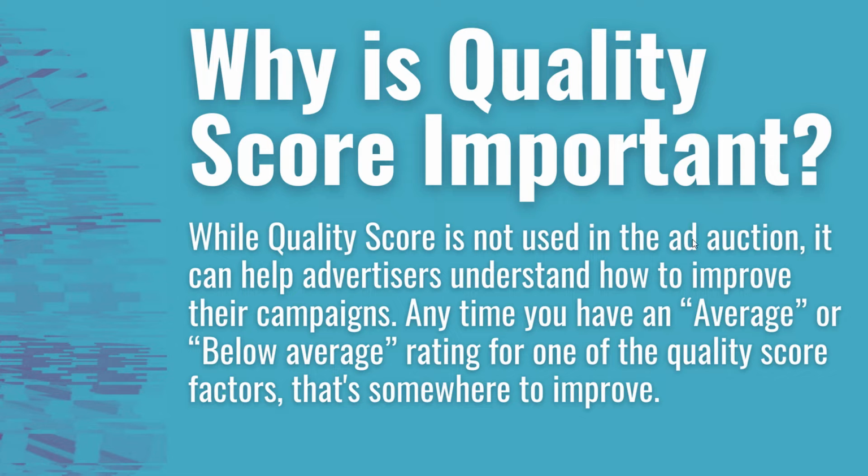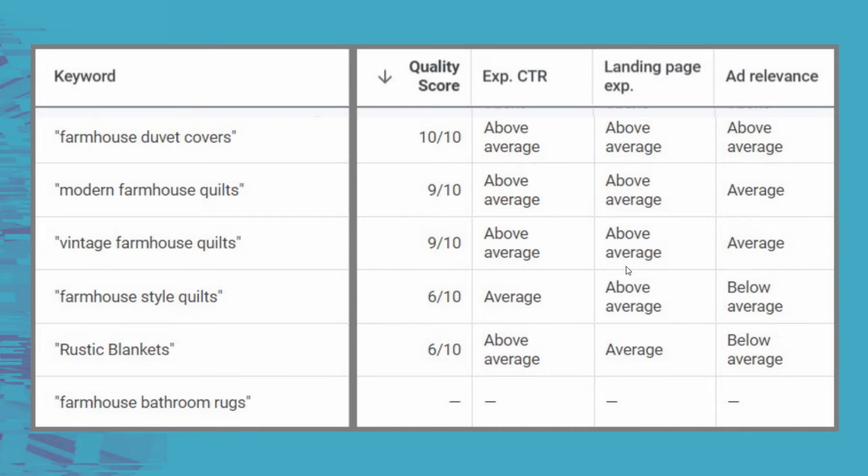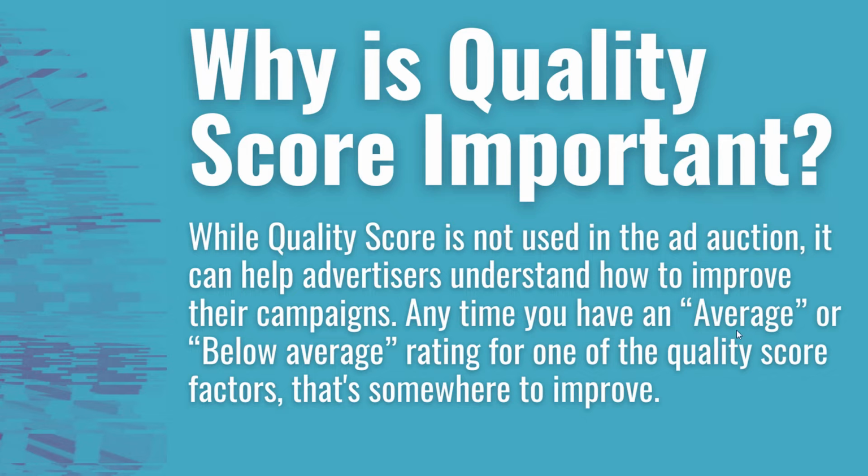It's not used in the actual ad auction itself. The 0 to 10 quality score is not used, but it can help advertisers understand how to improve their campaigns. Coming back over here, you can see some of my ratings are average or below average for some of these keywords. By understanding what is average and what is below average, that can give me some ideas for how to improve.